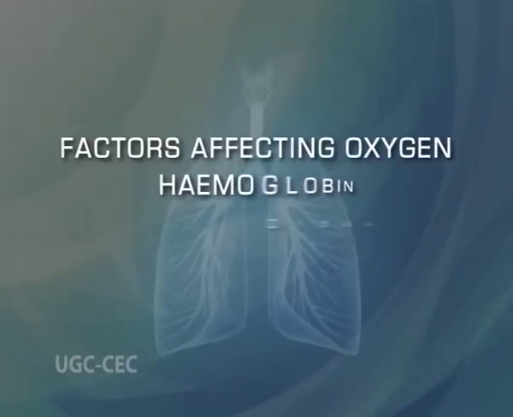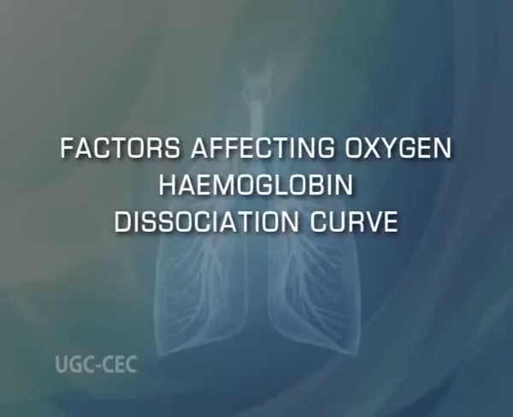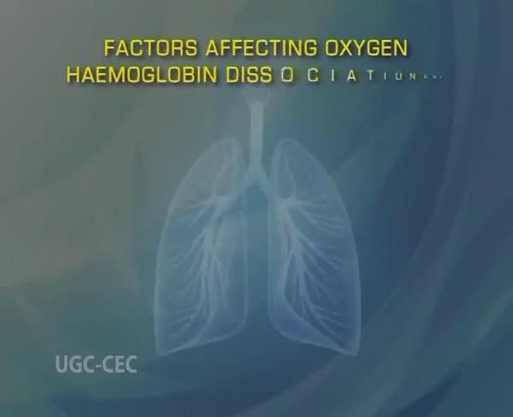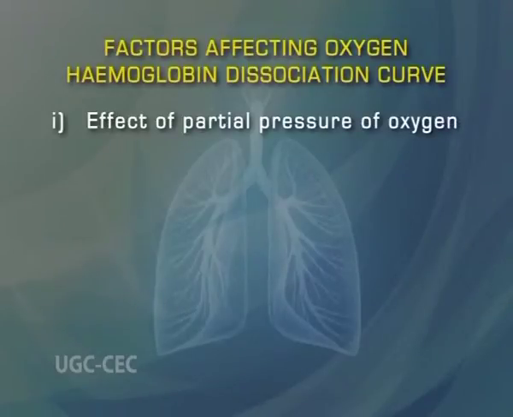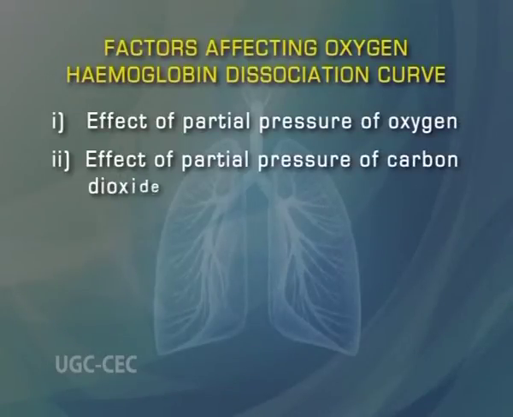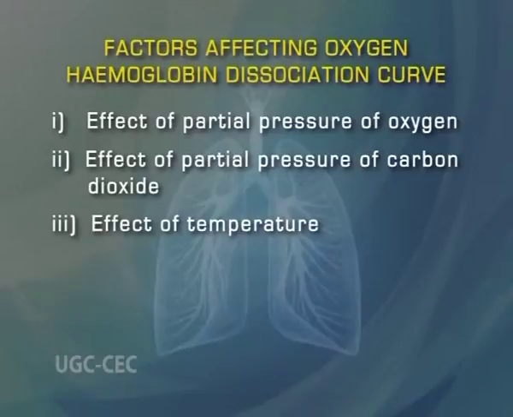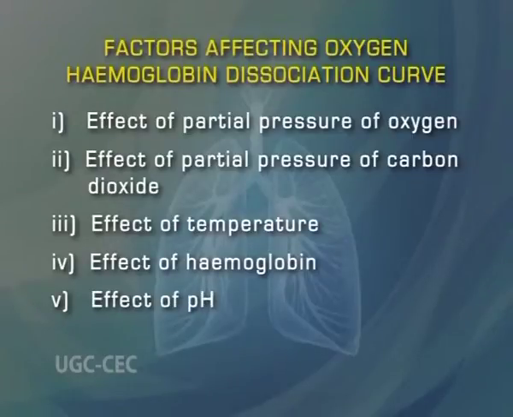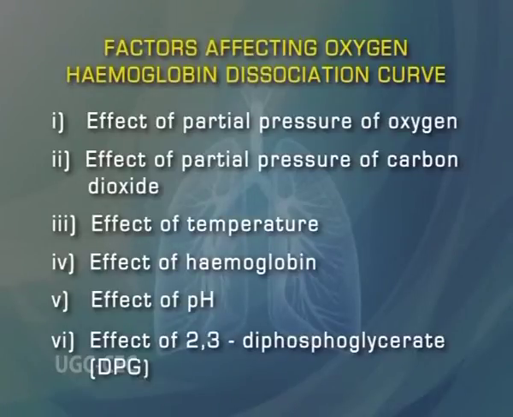Next comes factors affecting oxygen hemoglobin dissociation curve. The oxygen hemoglobin dissociation curve is affected by factors such as: number 1, effect of partial pressure of oxygen; number 2, effect of partial pressure of carbon dioxide; number 3, effect of temperature; number 4, effect of hemoglobin; number 5, effect of pH or hydrogen ion concentration; and number 6, effect of 2,3-diphosphoglycerate or DPG.